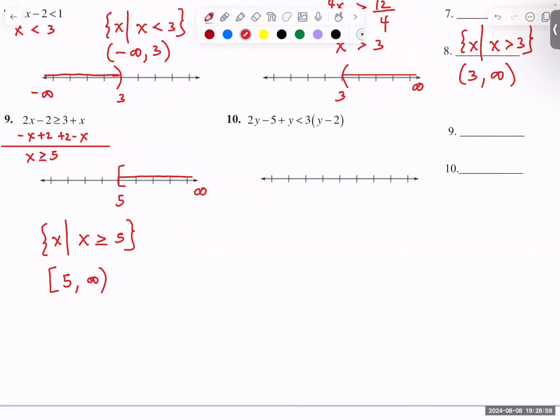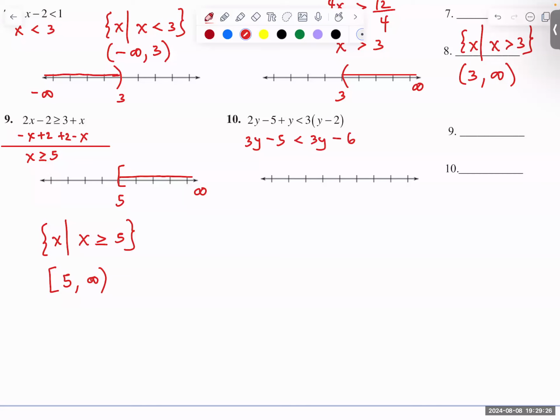Number 10 needs to start off with a distributive property. So we have 2y minus 5. Let's also combine like terms. 2y plus 1y is 3y to save a little step. So 3y minus 5 is strictly less than 3y subtract 6.